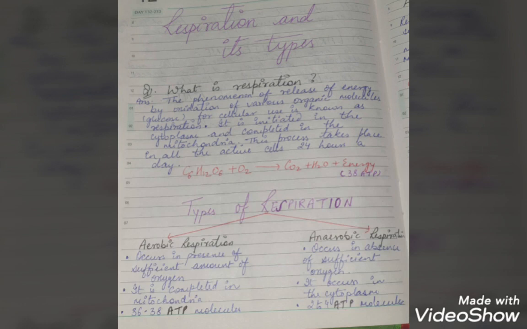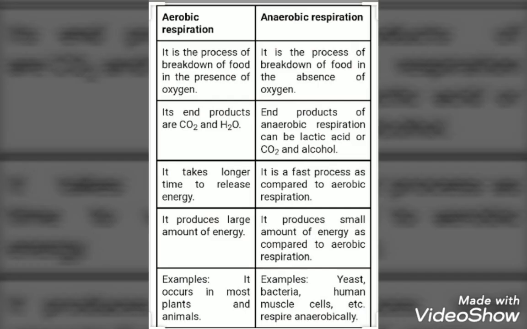Now the respiration is of two types, aerobic respiration and anaerobic respiration. The aerobic respiration occurs in the presence of sufficient amount of oxygen. Because there is availability of sufficient oxygen, the pyruvate molecules are forwarded to the mitochondria, where each pyruvate molecule will completely oxidize to produce carbon dioxide, water, and lots of energy in the form of roundabout 36 to 38 ATP molecules.